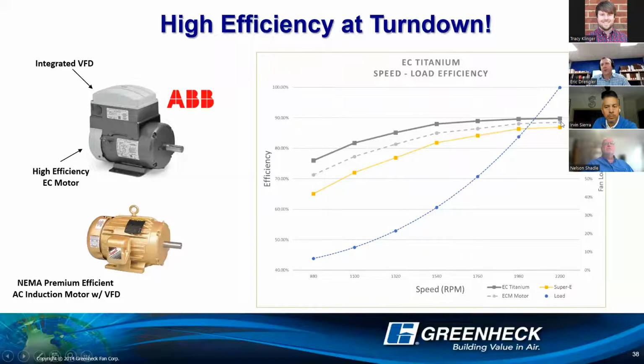And fan arrays are never running at 100% load of the motor, right? They're always somewhere in between. So as you turn down a motor, the efficiency starts to drop, where this type of EC motor really is a lot flatter than what you would see in an induction motor or an IE4 EC motor.